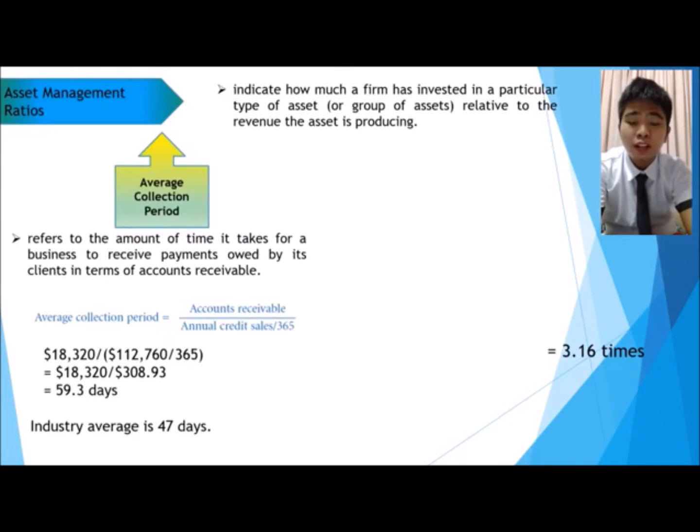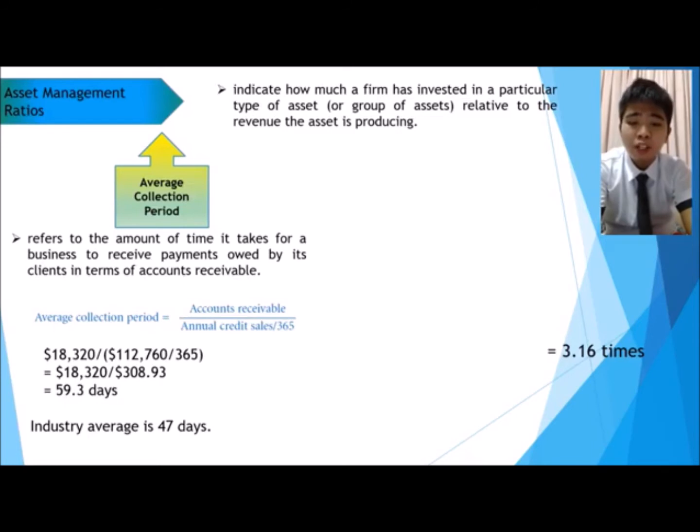First, we have average collection period. It refers to the amount of time it takes for a business to receive payments owed by its clients in terms of accounts receivable. In other words, the average collection period is the average number of days an accounts receivable remains outstanding. The formula is average collection period equals accounts receivable over annual credit sales divided by 365.